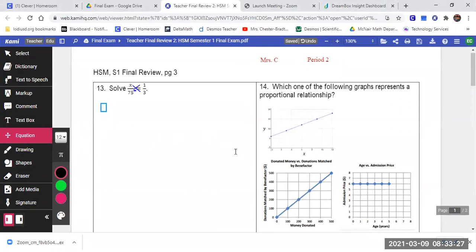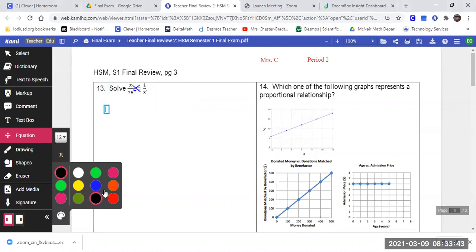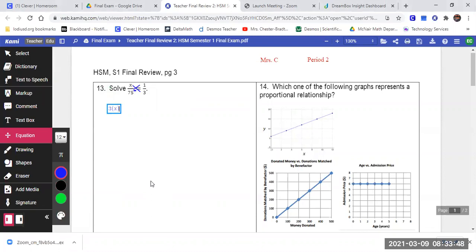So when we're working out cross multiply, we're multiplying diagonal, right? So that means that my 3 would be multiplying times my x, because that's diagonal, has to equal my 75 times my 1. So that gets me a 3x equaling 75.